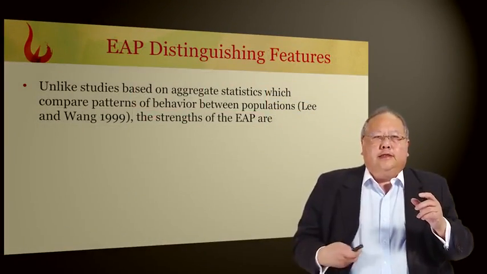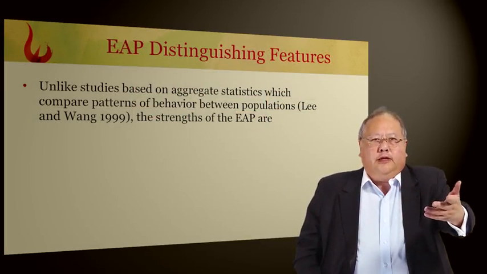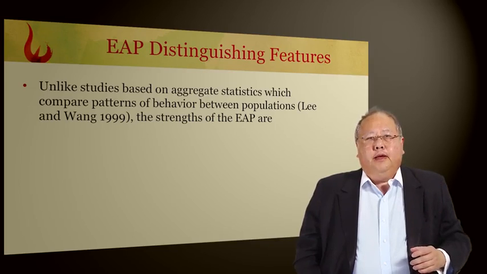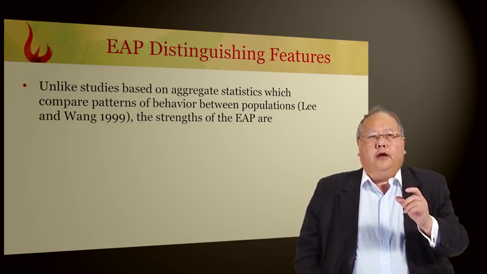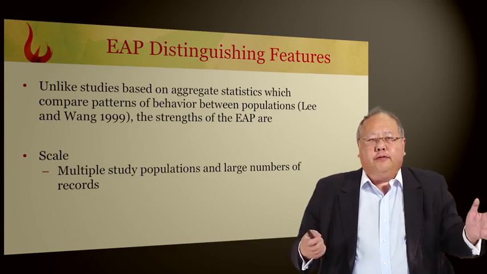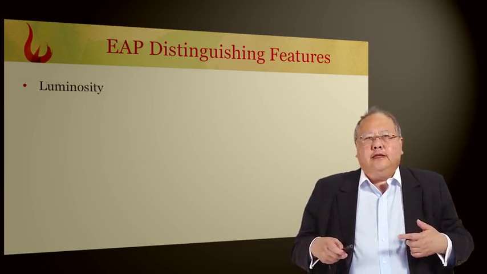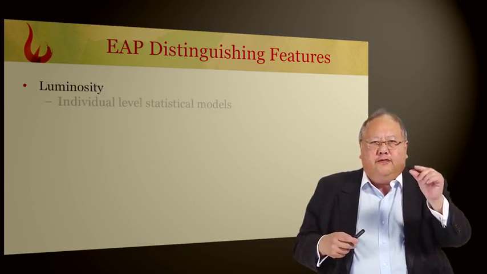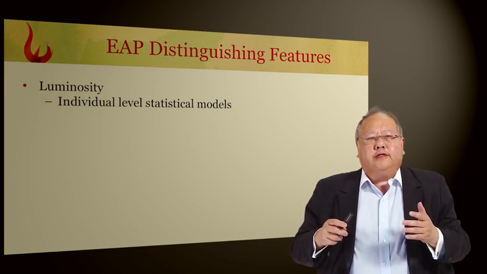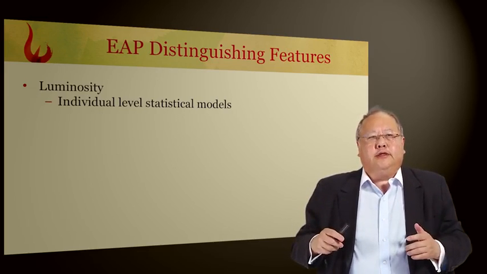Now, unlike studies which are based on aggregate statistics, which are typically found in Li and Wang 1999, the strengths of the EAP are, first, the scale: multiple populations over very different regions with a large number of records. Second, the luminosity, using this individual big data to construct individual level statistical models rather than simply averaging these large populations.